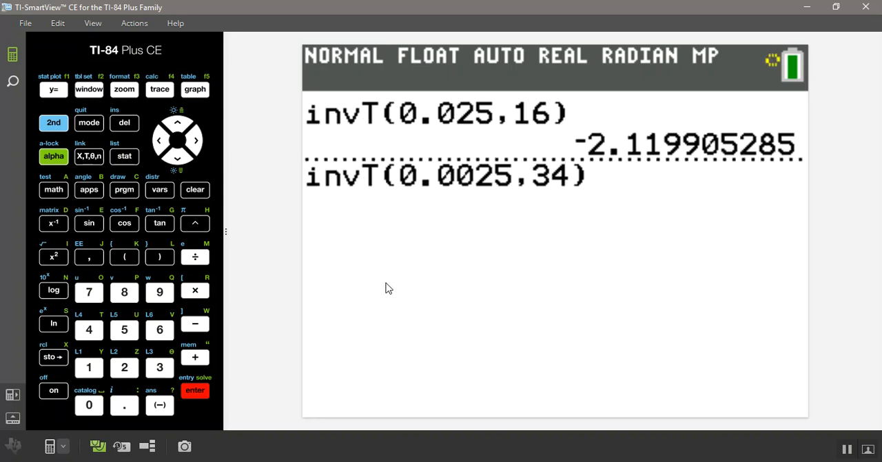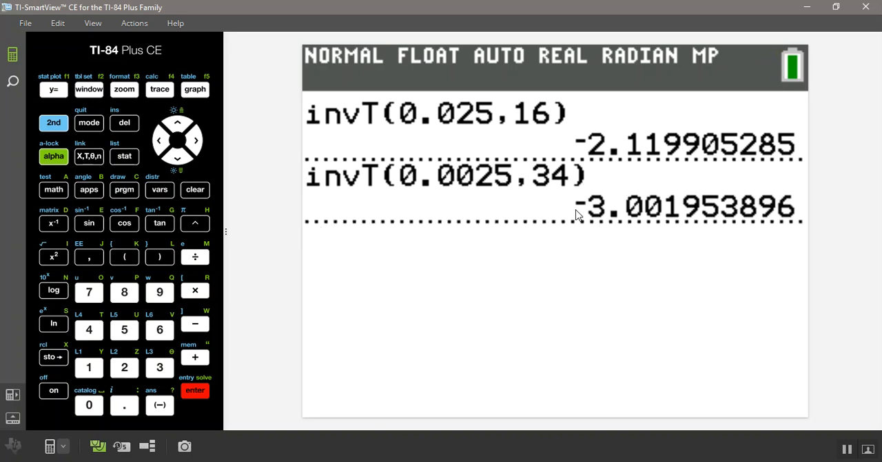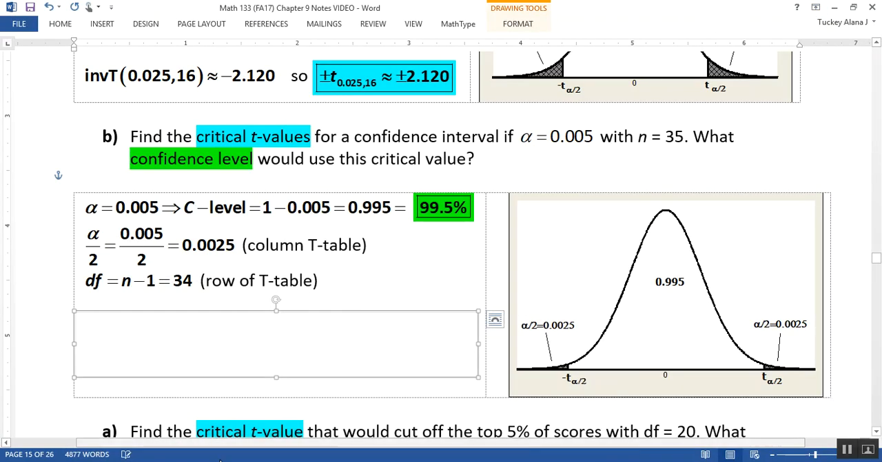You don't want to get it confused with 0.025, which is the one we did above. So this time it's 0.0025. And then I get negative 3.002. All right, so let's see if the table backs me up.